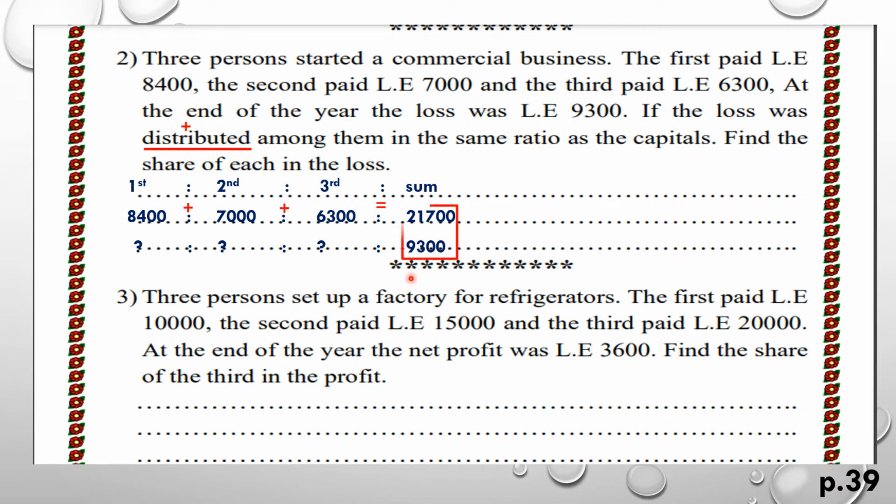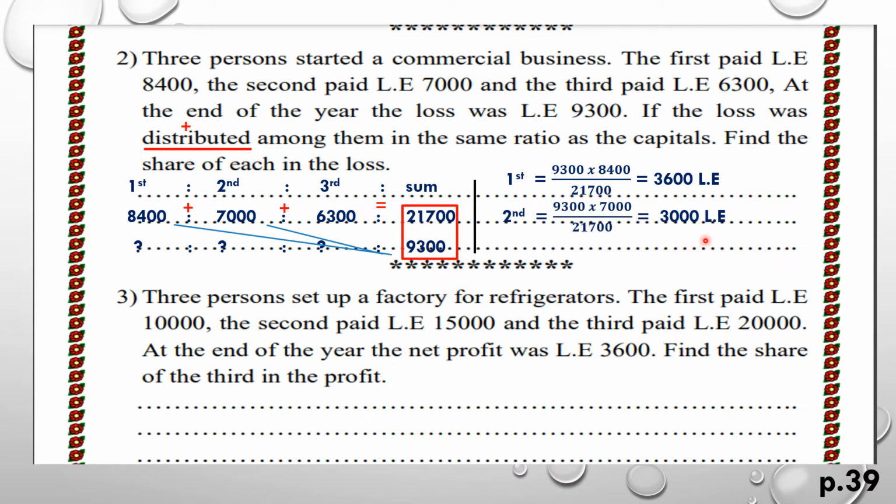Now, here we have our completed column. Let's find the share of each one. To find the share of the first, 9,300 times 8,400 over 21,700 equals 3,600 LE. Second, 9,300 times 7,000 over 21,700 equals 3,000 LE. Third, 9,300 times 6,300 over 21,700 equals 2,700 LE.